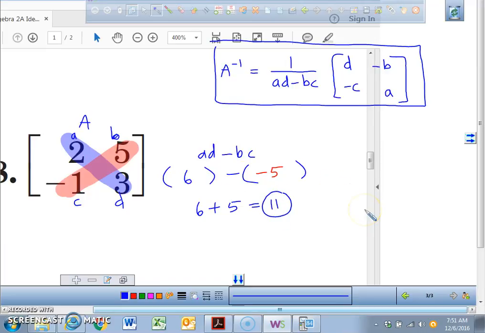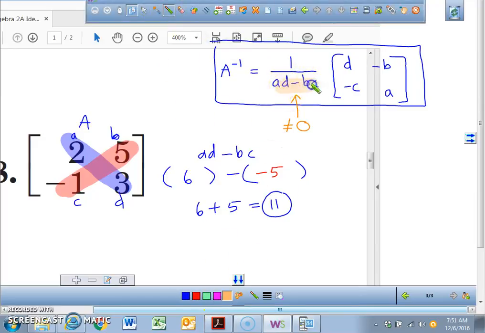Now, Bree, on one of the problems, you had an issue because right here, when you did AD minus BC, you got the number what? You got the number 0. Okay. So this right here, if you get a 0, that means there's no inverse. That inverse does not exist for that 2 by 2 matrix. So this right here, everybody, I want you to understand. AD minus BC right here can never, ever, ever equal 0. If it does, stop working. We can't go any further.